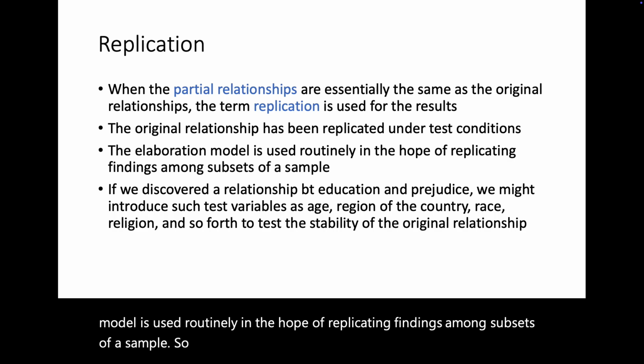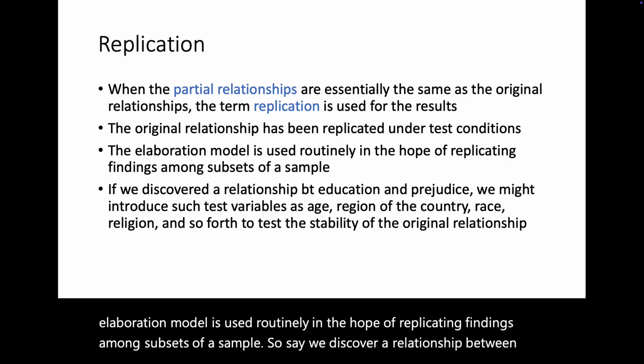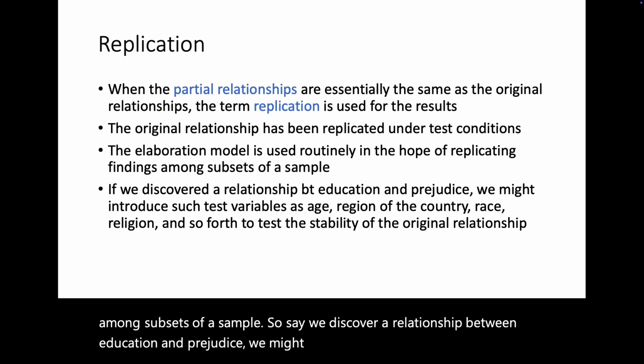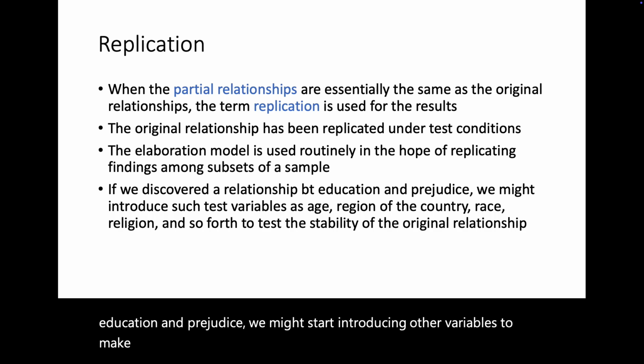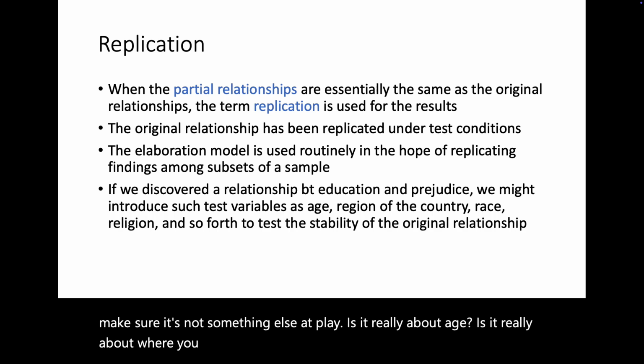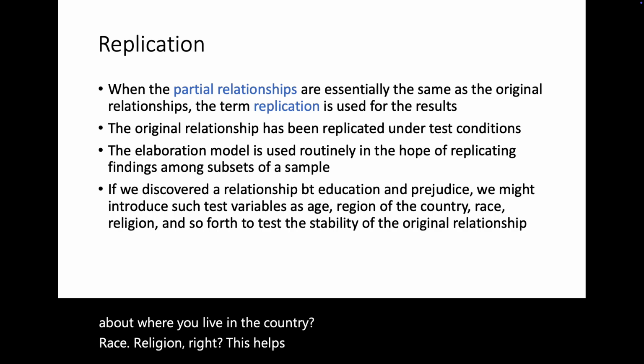So say we discover a relationship between education and prejudice. We might start introducing other variables to make sure it's not something else at play. Is it really about age? Is it really about where you live in the country? Race, religion, right? This helps us test whether or not that original relationship is true.